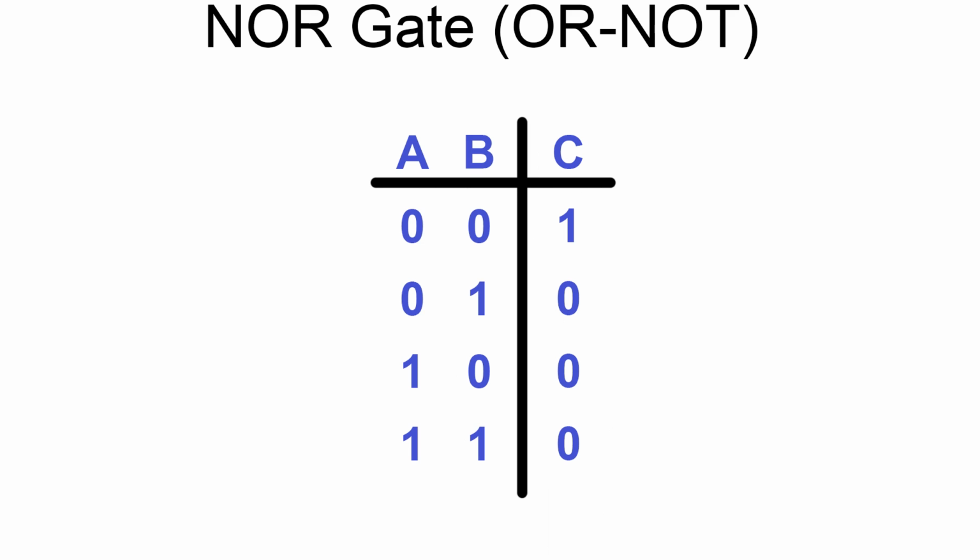So here's the truth table for a NOR. And again, it's an OR with the output inverted. So I have my 2 inputs, A and B. Here are 4 possible values. And only when A and B are both 0 do I get an output of 1. Otherwise, I get an output of 0.